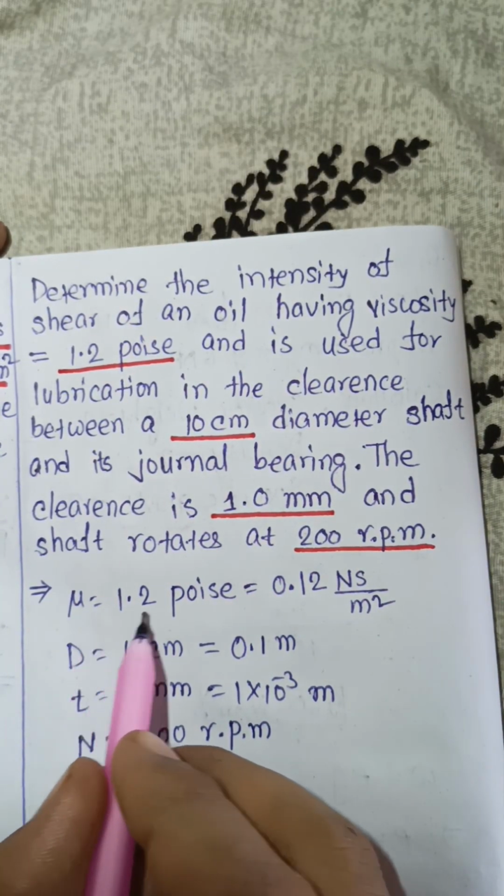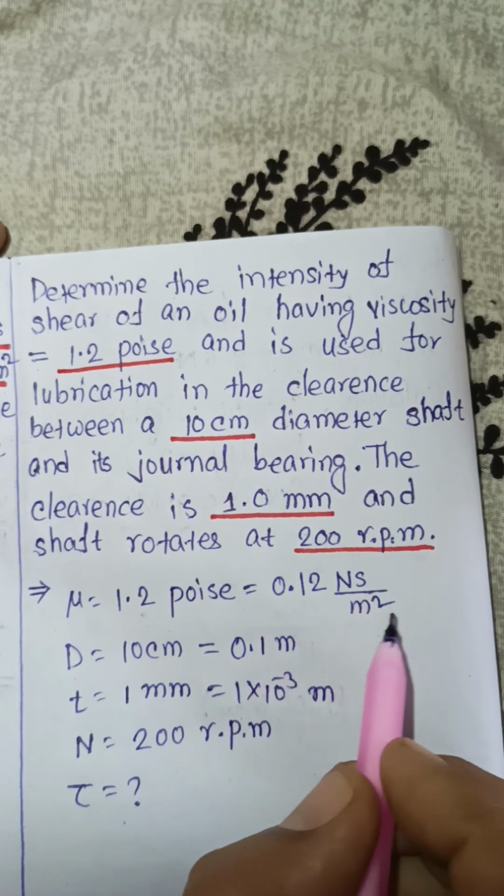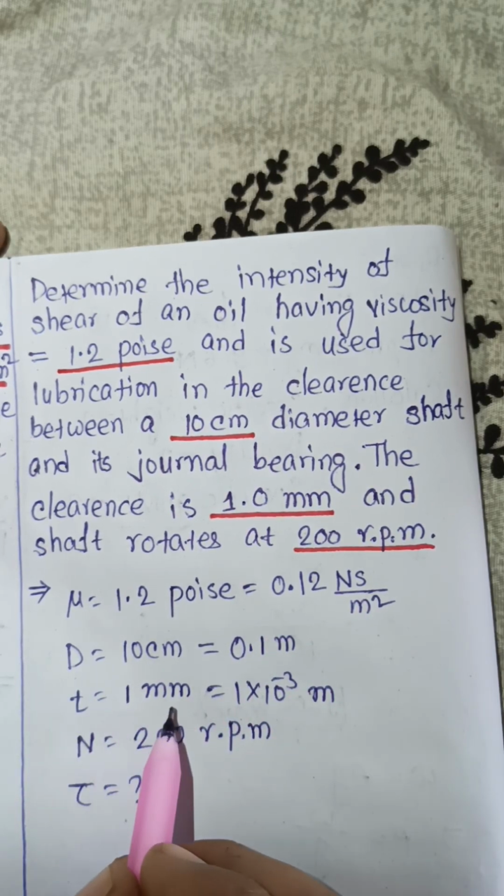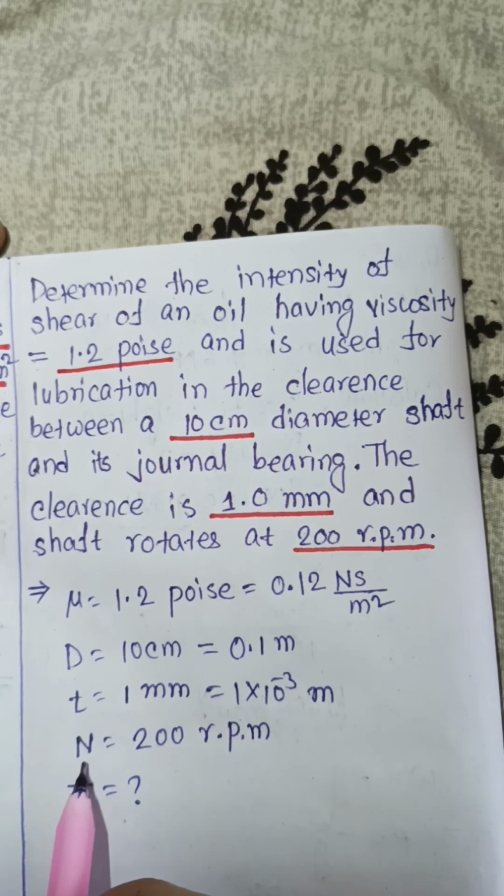Mu is equal to 1.2 poise, that is 0.12 Newton second per meter square. Diameter is given, 10 cm, that is equal to 0.1 meter. Clearance is 1 mm, that is 1 into 10 to the power minus 3 meter. Revolution is 200 rpm. So you have to calculate the tau.